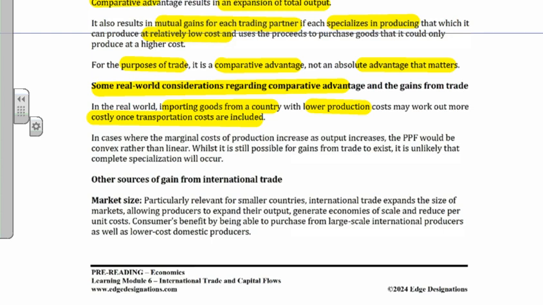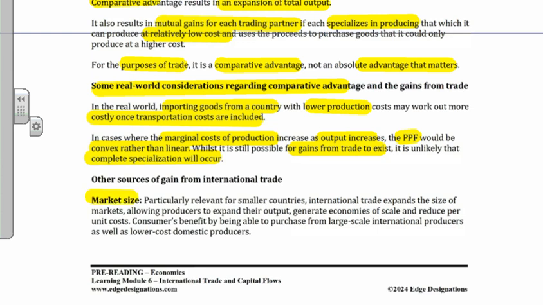In cases where marginal costs of production increase as we increase our output, your PPF, your production frontier, would be more convex as opposed to linear. You may still gain from trade, but you won't get what we call complete specialization. For example, had we looked at that graph, that particular graph was completely linear.